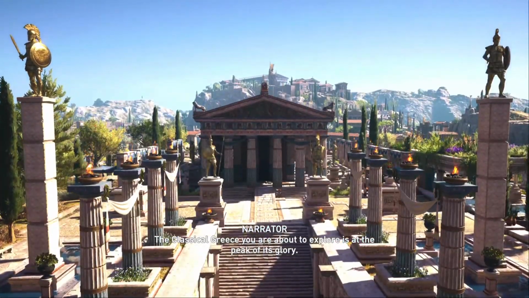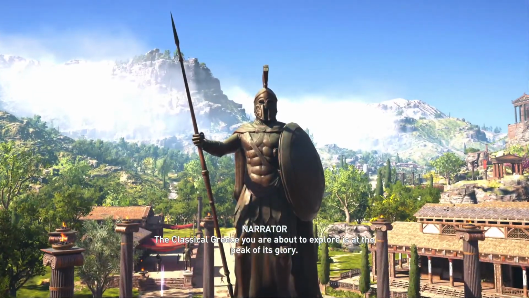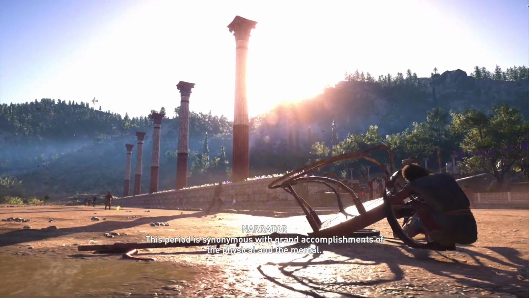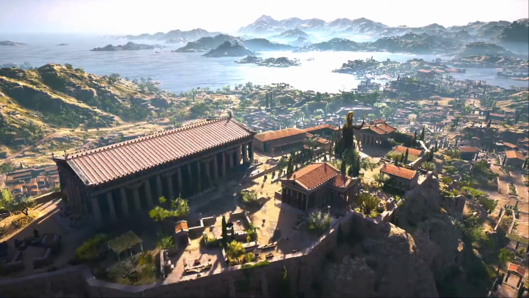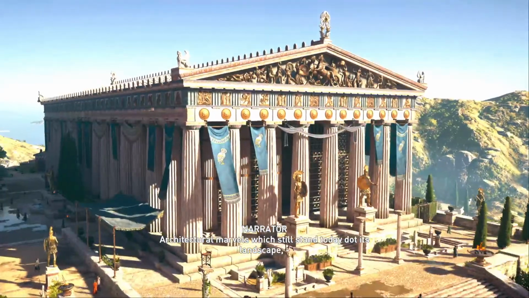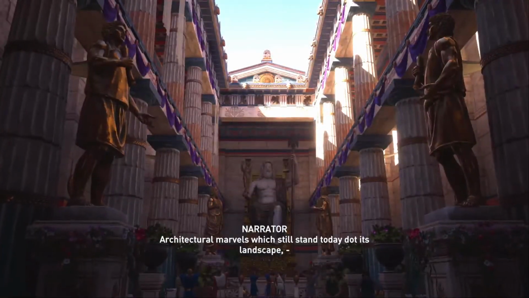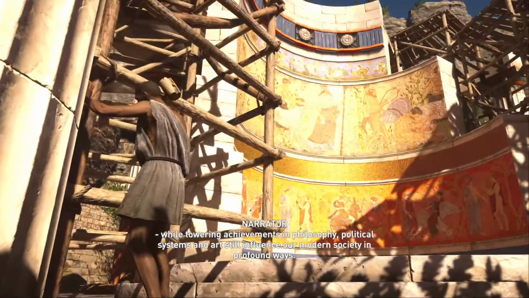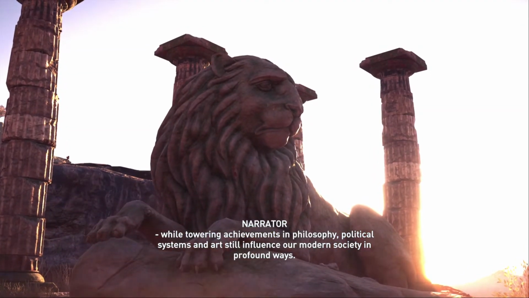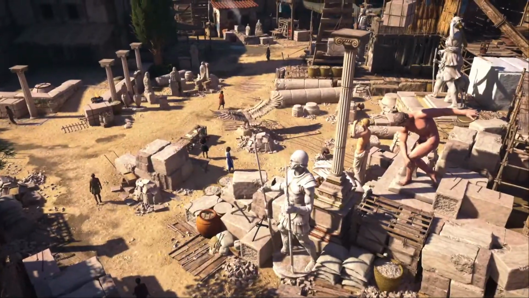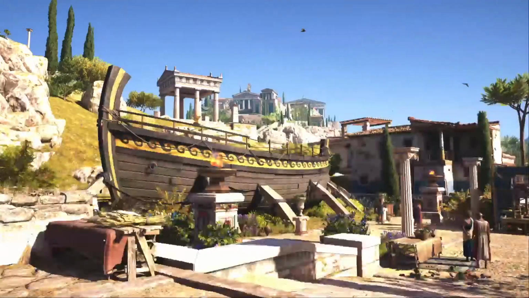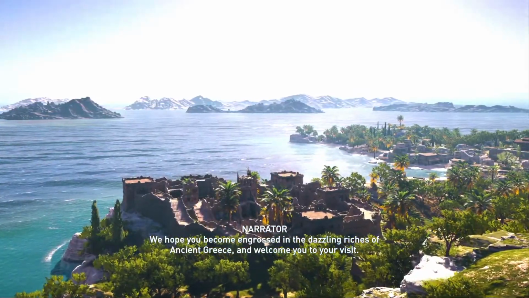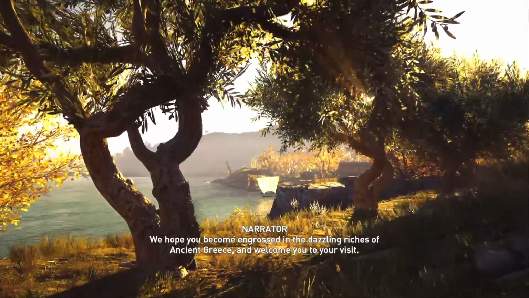The classical Greece you are about to explore is at the peak of its glory. This period is synonymous with grand accomplishments of the physical and the mental. Architectural marvels which still stand today dot its landscape, while towering achievements in philosophy, political systems, and art still influence our modern society in profound ways. We hope you become engrossed in the dazzling riches of ancient Greece and welcome you to your visit.